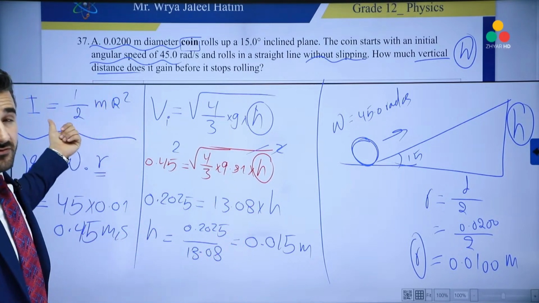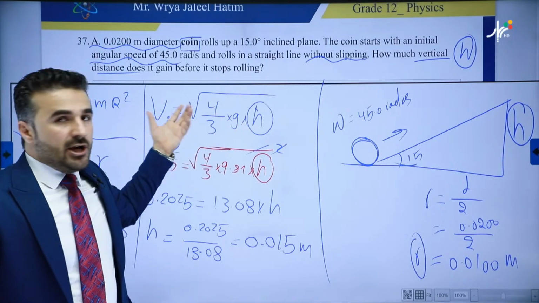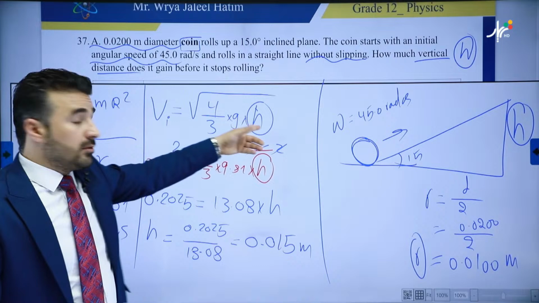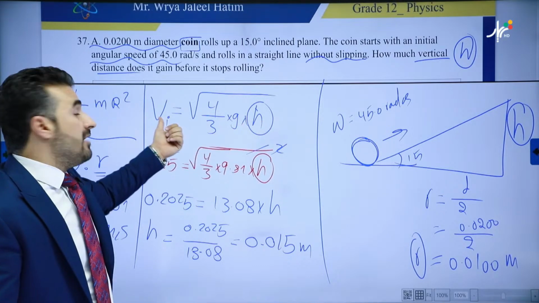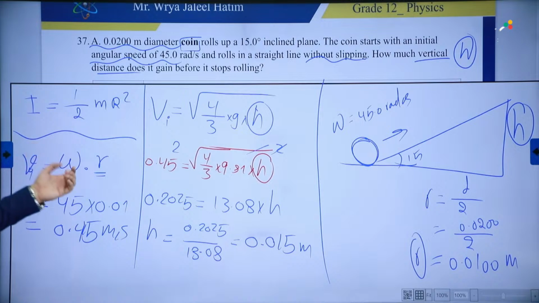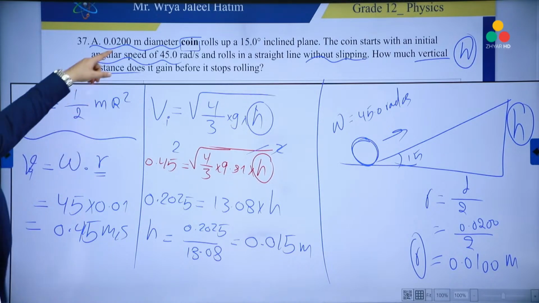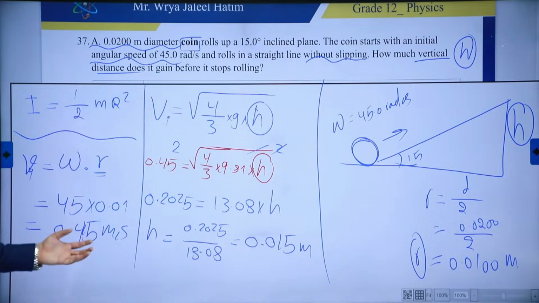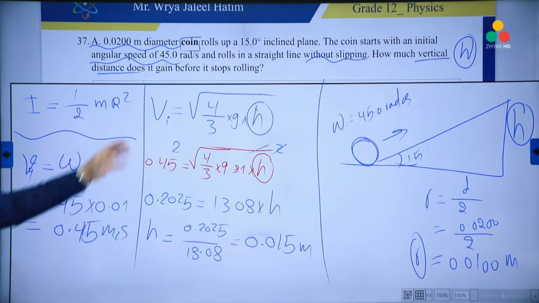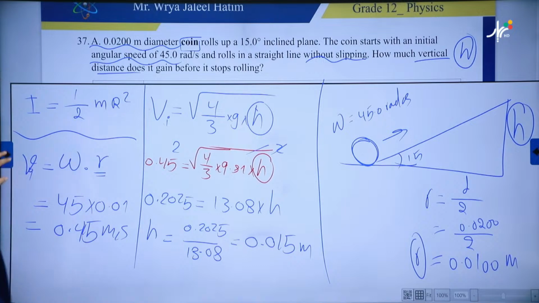You need to know the equation for the moment of inertia for the coin. Then we need the equation to calculate the height. But we don't have translational speed; instead, we have angular. So we convert angular speed to translational. But don't forget, we don't have radius. We have diameter, so you'll take half of it. Then you will find the translational speed. You plug it into the equation, square both sides, and then you will find the height.